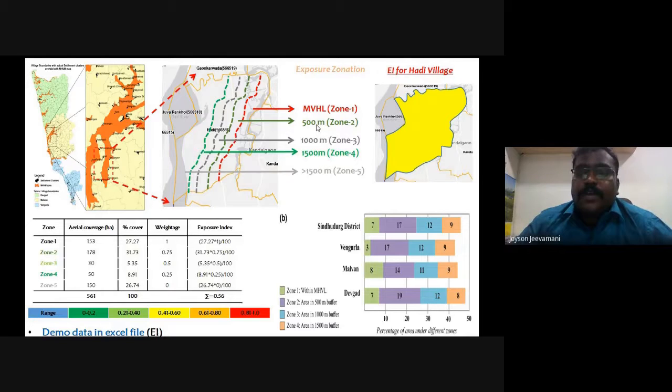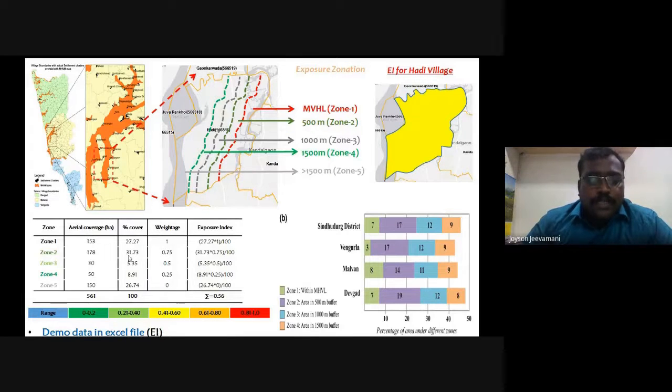four different buffers were drawn. For example, here I'm showing you one village. Here it is Hardy village. This is Hardy village, and the boundary is like this. These orange lines you can see now. In that Hardy village, after drawing these lines, we come to know how much area is occupied in each of these regions. For example, zone 1, which is directly under the MHVM zone, is 153 hectares. Then from that 500-meter buffer line, 117 hectares are lying. Like that, the total 561 hectares of that village are dispersed in different zones.